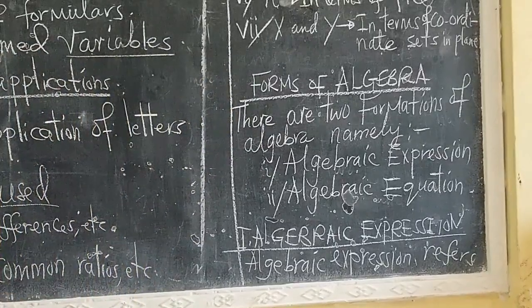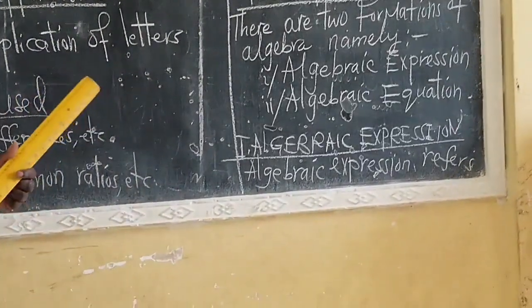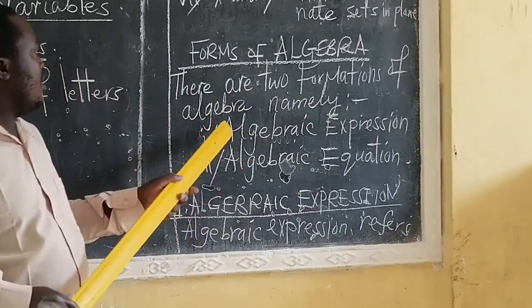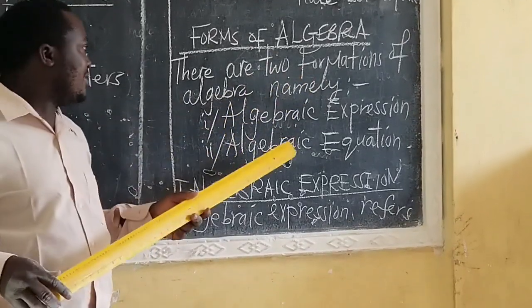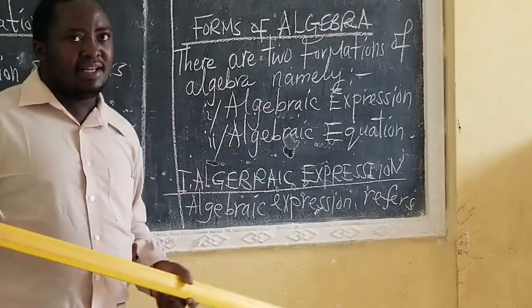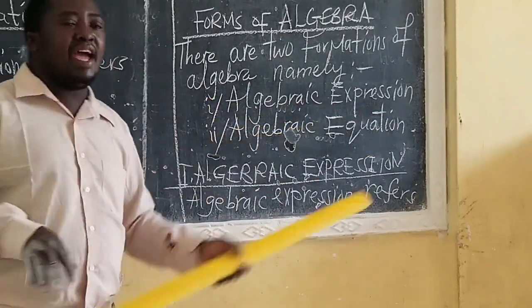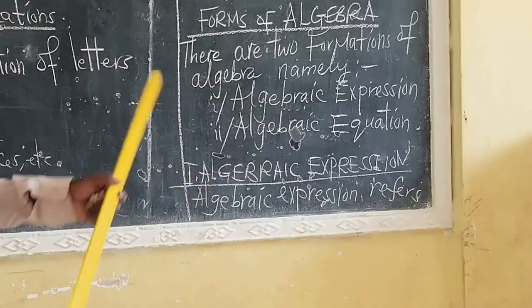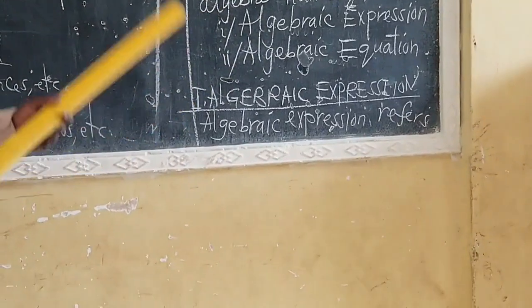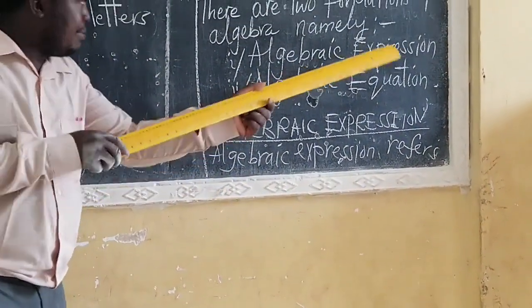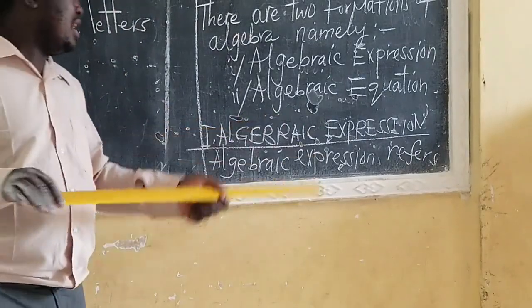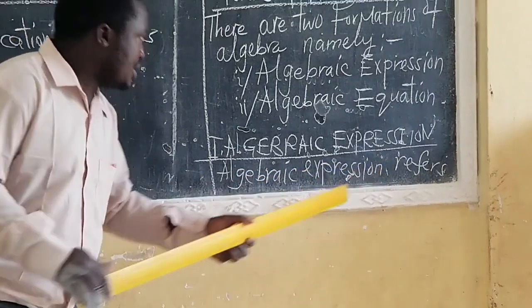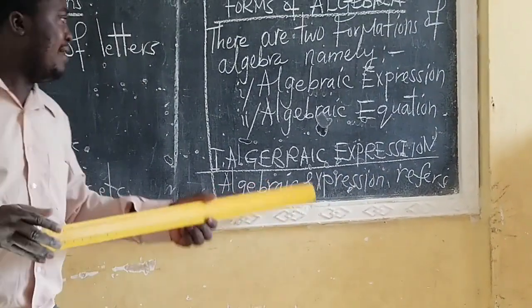Let us see now different forms of algebra. Algebra is formed in two ways. There are two ways or forms of algebra, namely algebraic expression and algebraic equation. These are the two forms of algebra. So when you say algebra, you may meet with algebraic expression or you may meet with algebraic equation. Let us see the meaning of algebraic expression. What is algebraic expression?